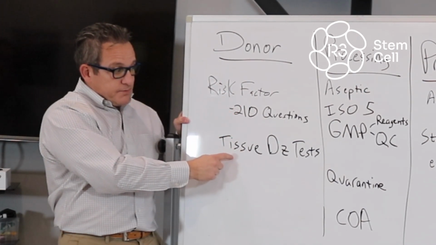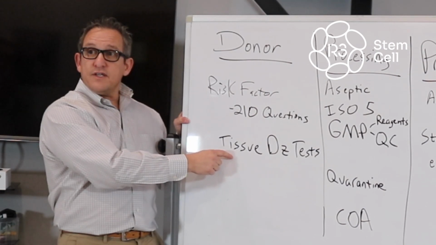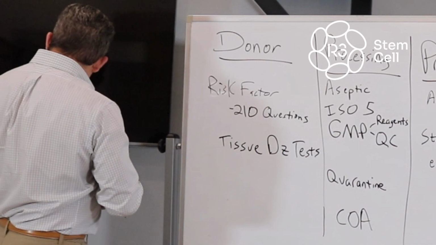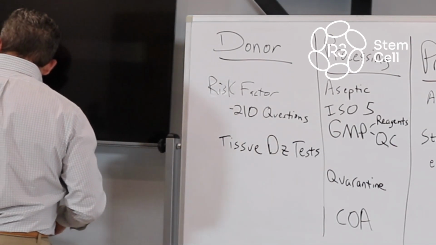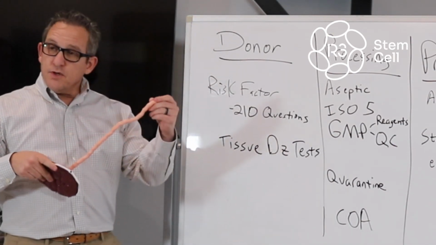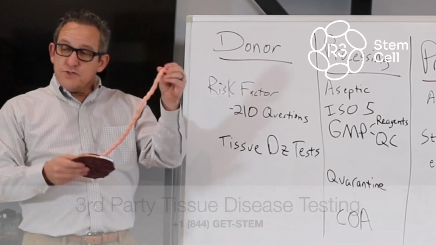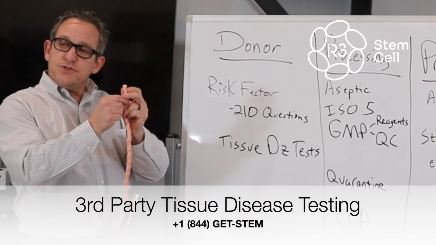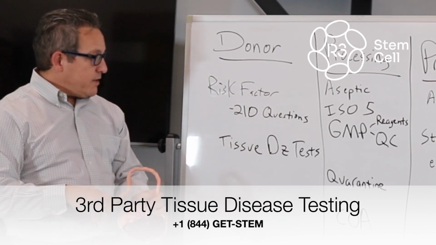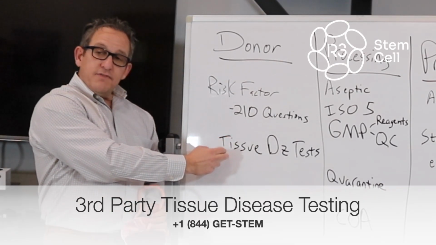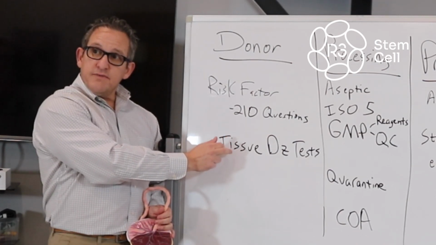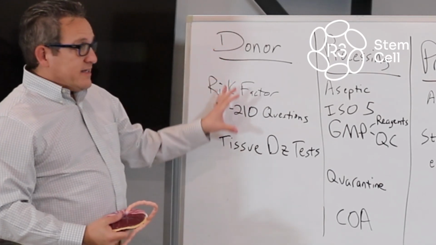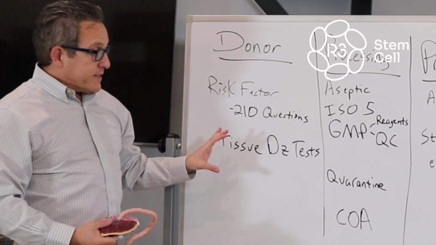Then there's also some disease testing when the umbilical cord tissue is obtained. And here's a typical umbilical cord. This is plastic, it's not real. But there are some samples from the tissue sent out to a third party to look at HIV, syphilis, HTLV, CMV. It's a very long list of diseases. So that is what happens from a donor perspective.